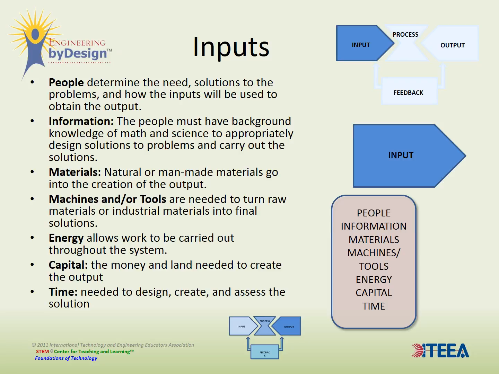Energy. It allows your work to be carried out through the system. Remember when we were talking about the energy levels, the electricity, which is required? Your electricity may be your energy in that case. Capital, the money and land needed to create the output. So whatever your store is, whatever your warehouse is, it is included. Now, time needed to design, create, and assess your solution.